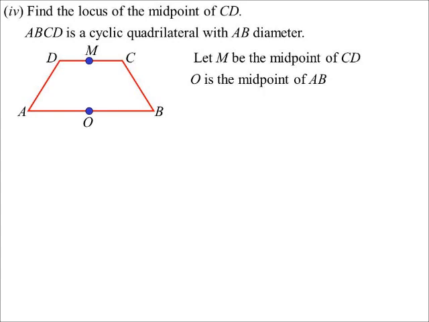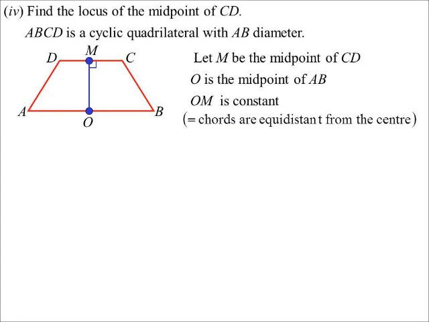O is, I'm going to call the midpoint of OB, which also would be the centre of the circle that goes around our cyclic quad. OM is constant. Equal chords are equidistant from the centre. So CD, which we said was of fixed length, that chord will always be the same length, so therefore it will always be the same distance from the centre. So I now know that the distance from the point M to the point O is always a constant amount.